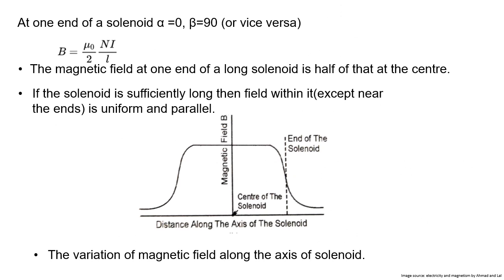At one end of a solenoid, when α equals 0 and β equals 90 degrees or vice versa, B equals μ₀/2 (NI/L). So the magnetic field at one end of the long solenoid is half of that at the center. If the solenoid is sufficiently long, then the field within it, except near the ends, is uniform and parallel. The variation of magnetic field along the axis of the solenoid can be seen in this figure. Thank you.